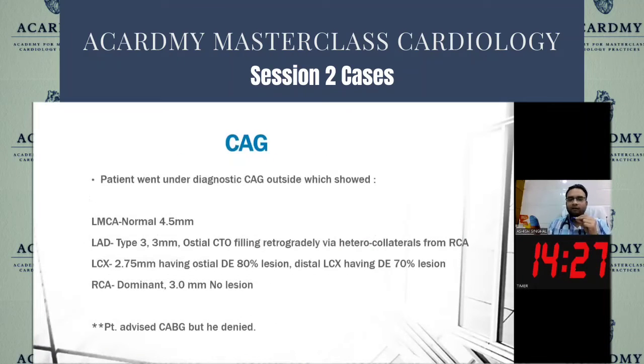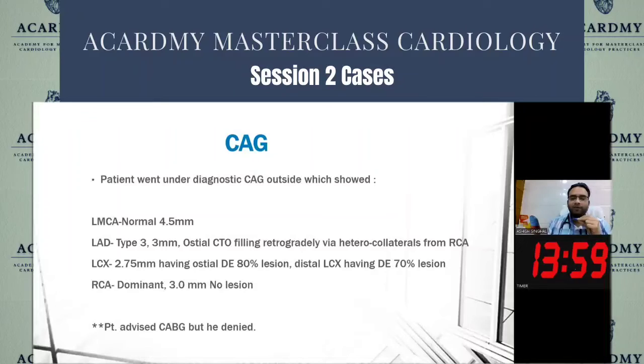He underwent a diagnostic angiogram outside, at another hospital, which showed an LMCA of 4.5 millimeter with no lesion. The LAD had an ostioproximal CTO filling retrogradely via collaterals from the right coronary artery. The circumflex, 2.75 mm, had an ostial discrete lesion of 80%, and the distal circumflex had another lesion of 70%, which was borderline. The RCA was fairly normal with no significant lesion.